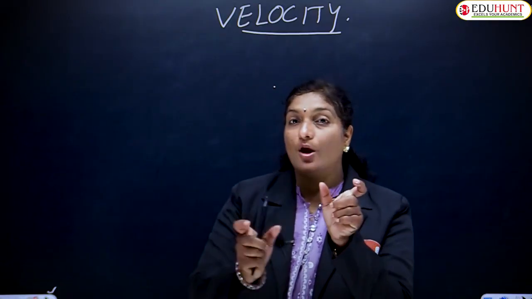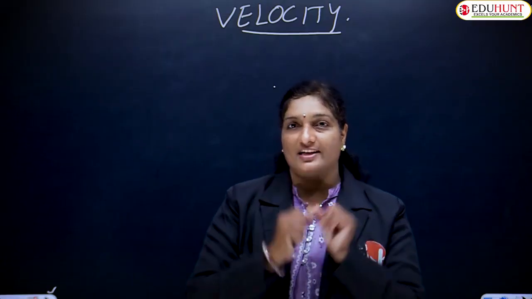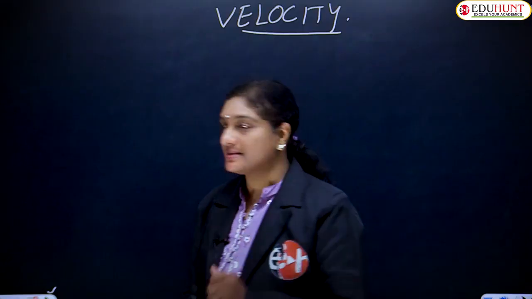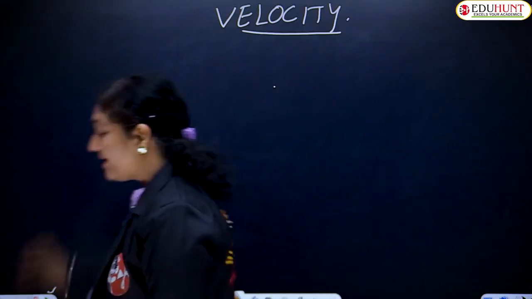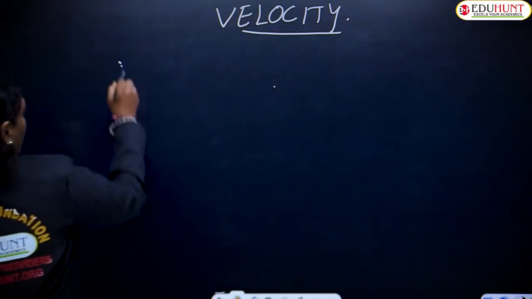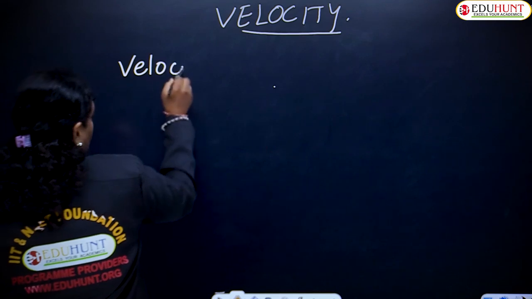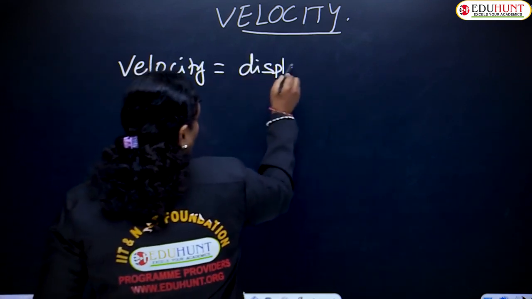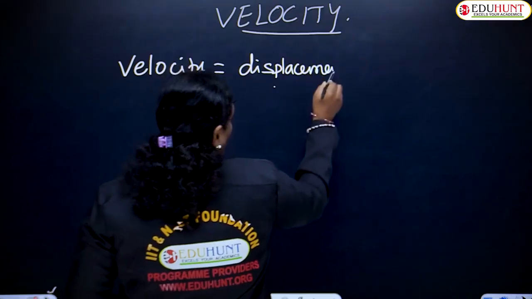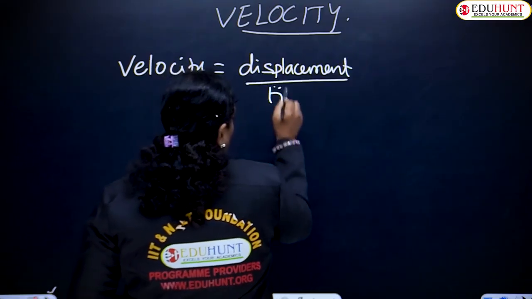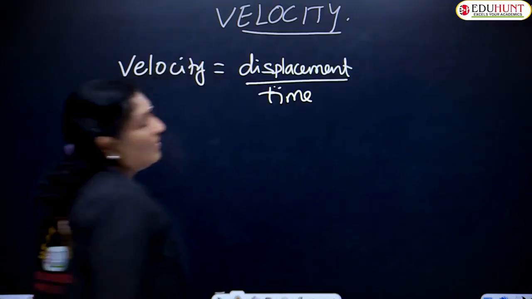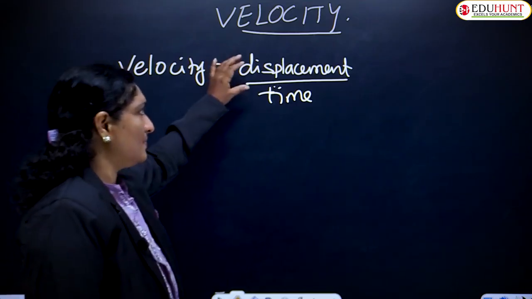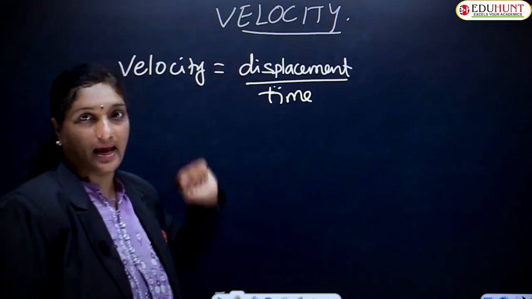Distance in a specified direction is generally termed displacement. Hence, mathematically, velocity can be written as displacement upon time. Okay children? So the mathematical form of velocity is displacement per unit time.